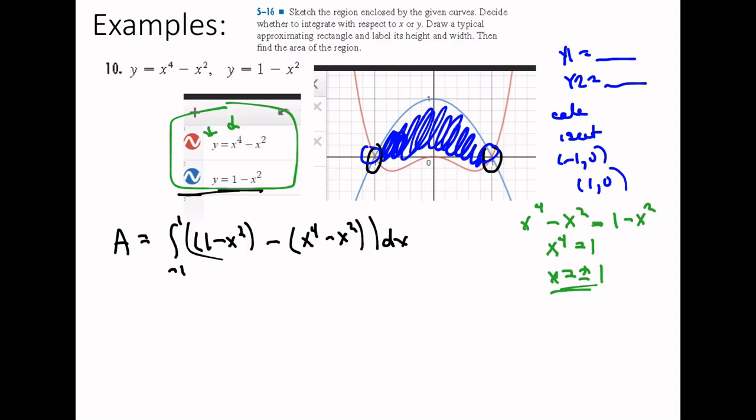As far as the integration goes, that's the same thing. Right now, I can integrate this. I can distribute the minus sign through, and that's the only constant, minus x squared minus x squared. That means minus x squared plus x squared, it's gone, minus x to the fourth. And then I can actually use my integration rules.